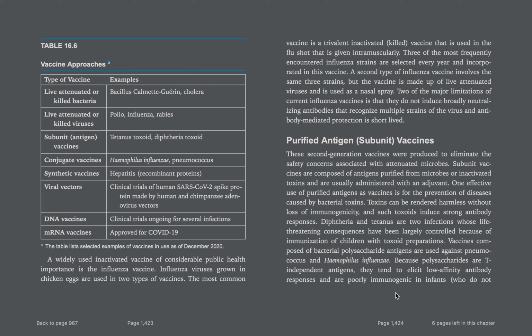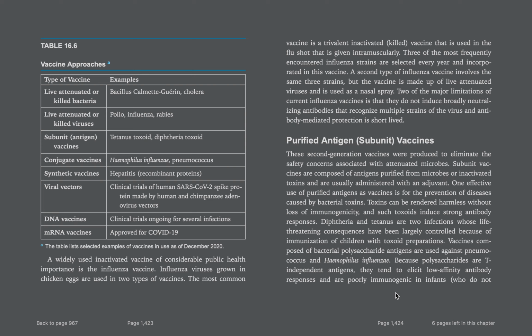So we have vaccine approach, type of vaccine, example. We have live attenuated or killed bacteria: Bacillus Calmette-Guérin (BCG). Live attenuated or killed virus: we have polio, influenza, and rabies. Subunit antigens: tetanus toxoid, diphtheria. Conjugate vaccine: Haemophilus influenzae, pneumococcus. Synthetic vaccine: hepatitis, recombinant protein.